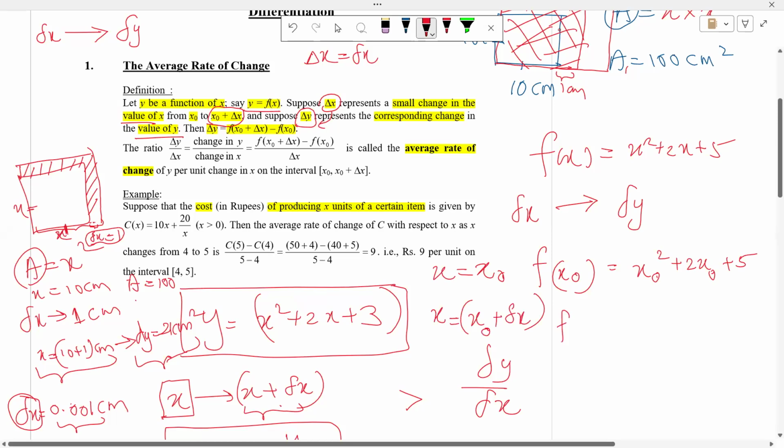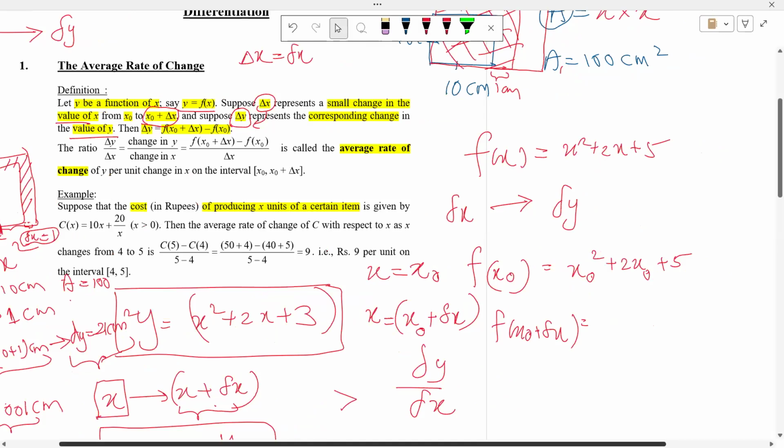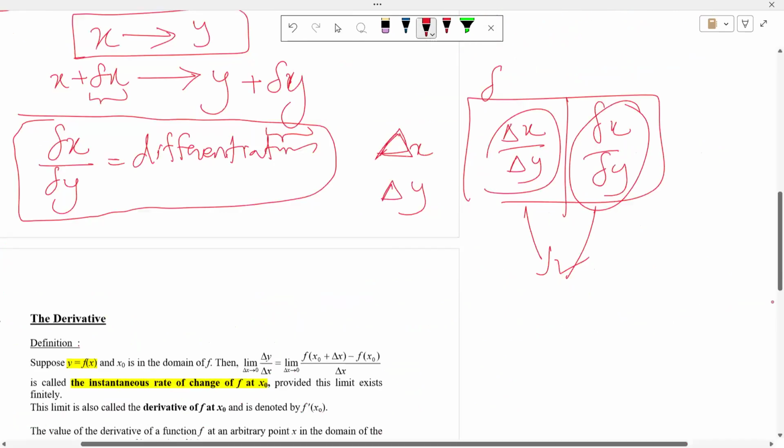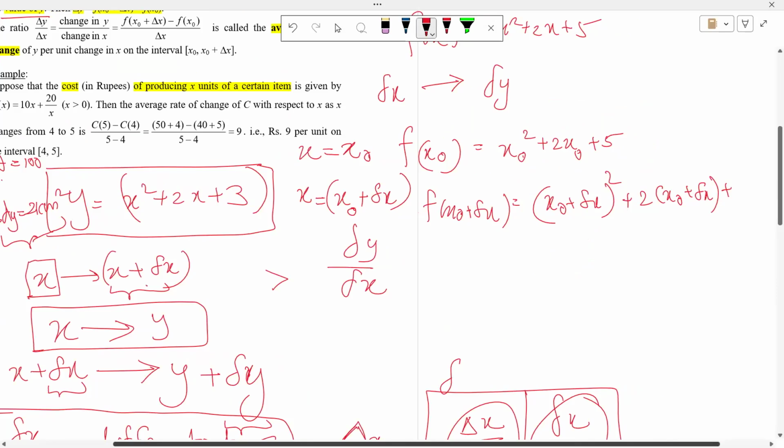Now f of x naught plus delta x is equal to x naught plus delta x, whole thing to the power of 2, plus 2 times x naught plus delta x, plus 5, right? So now this is my f of x naught plus delta x. This is my new y, and this is my earlier y, right? Now, so delta y means what? Tell me.